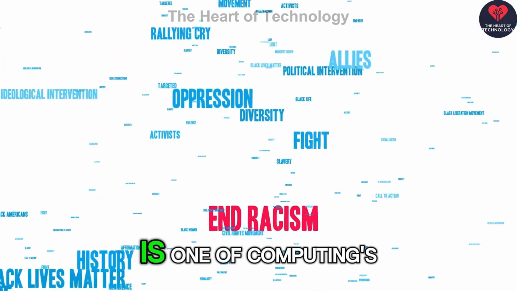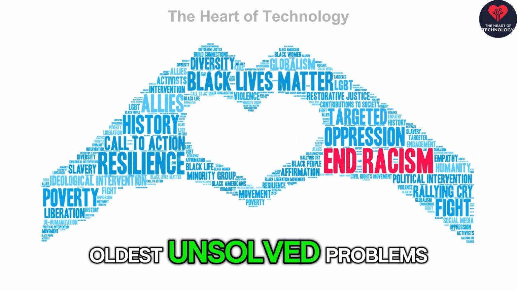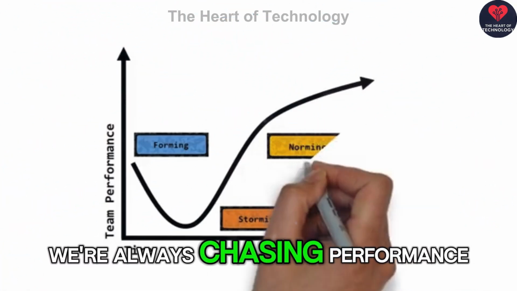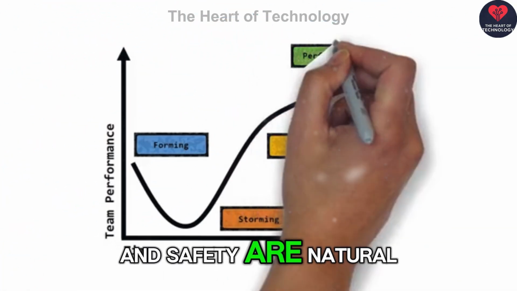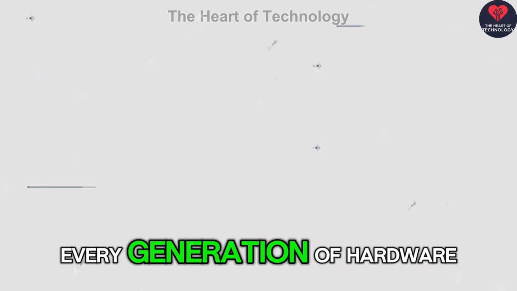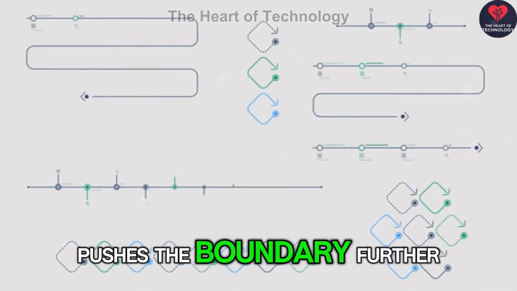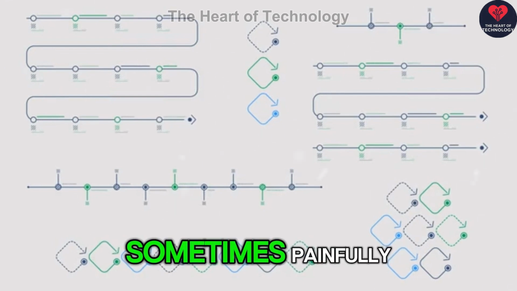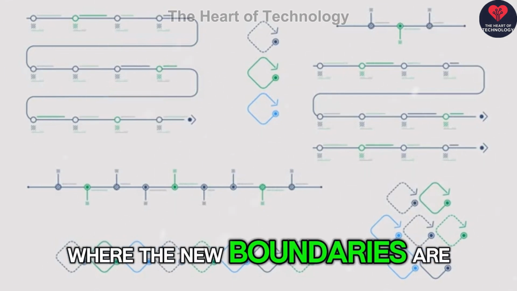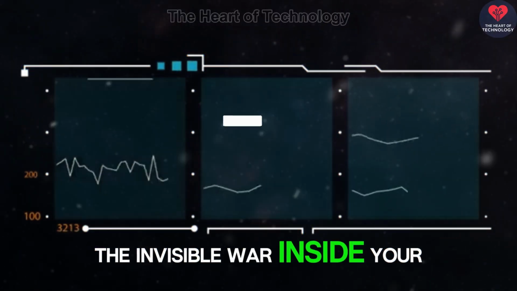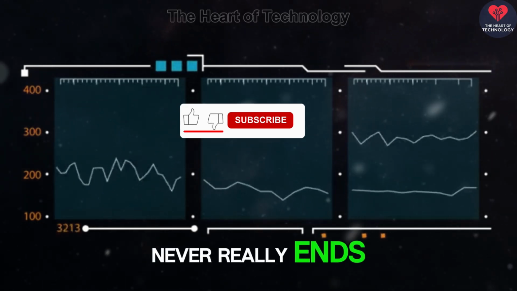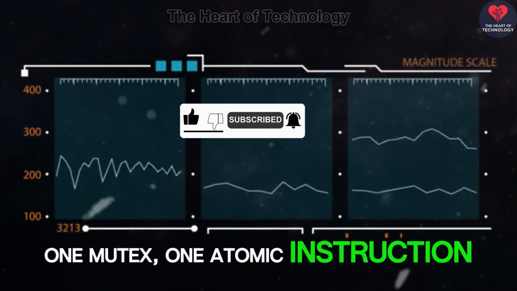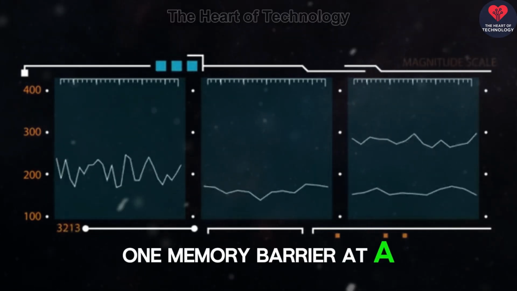The race condition is one of computing's oldest unsolved problems. Not because we lack solutions. Because we're always chasing performance, and performance and safety are natural enemies. Every generation of hardware pushes the boundary further. Every generation of developers has to learn, sometimes painfully, where the new boundaries are. The invisible war inside your CPU never really ends. It just gets better managed, one mutex, one atomic instruction, one memory barrier at a time.